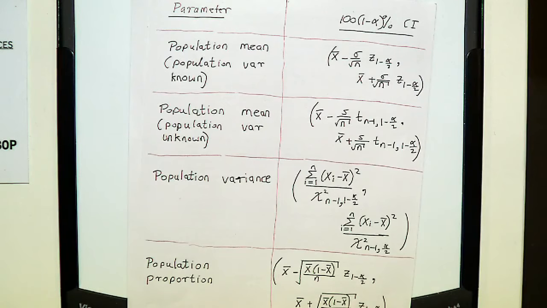The first one is the confidence interval for the population mean when the population variance is known. The second one is for the population mean when the population variance is unknown. The third one is for the population variance. And the last one is for the population proportion. So you need to use one of these four formulas for each of the questions in this example sheet, number 9.